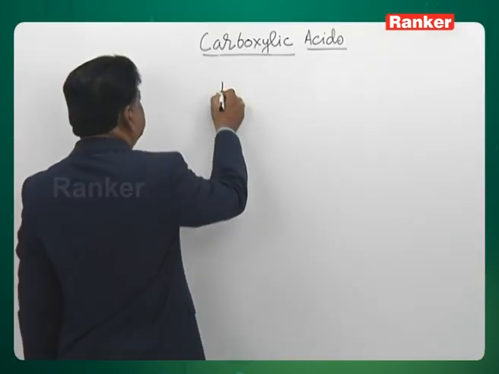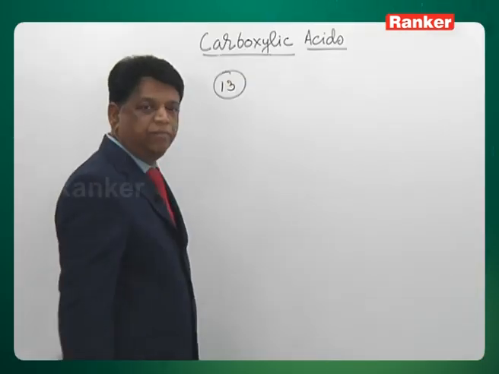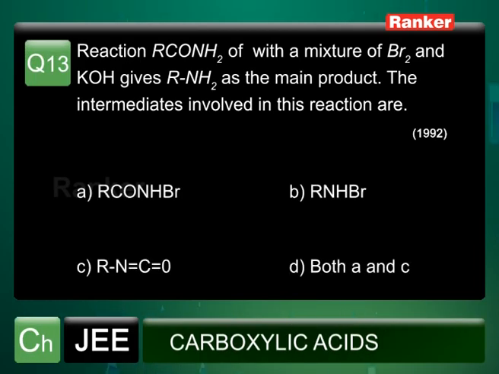Next question, question number 13. The question is: reaction of RCONH2, an amide, with a mixture of bromine and KOH gives RNH2 as the main product. The intermediates involved in the reaction are: option A is RCONHBr, the brominated amide; B is RNHBr, the brominated amine; C is the isocyanate RNCO; and D is both A and C. It is a single answer, so you have to choose only one.